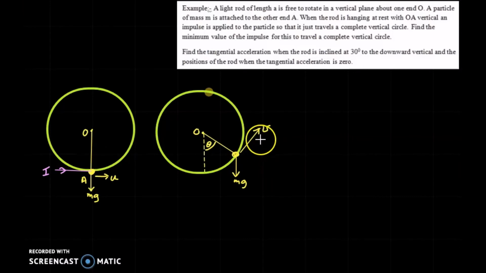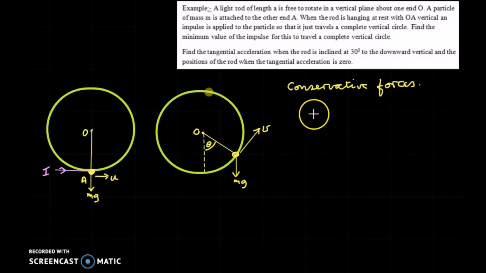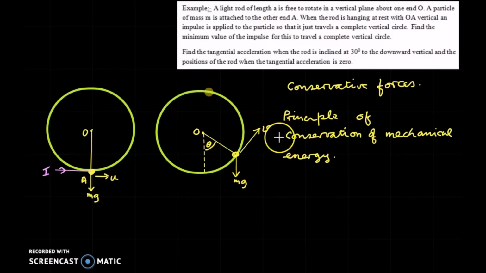At any time, the velocity is in the tangential direction. When the rod makes an angle theta with the equilibrium position, the velocity is v. Now this system moves under conservative forces only. For a system of bodies moving under conservative forces, we can apply the principle known as the principle of conservation of energy. As we consider only the mechanical energy, we can call this the principle of conservation of mechanical energy.